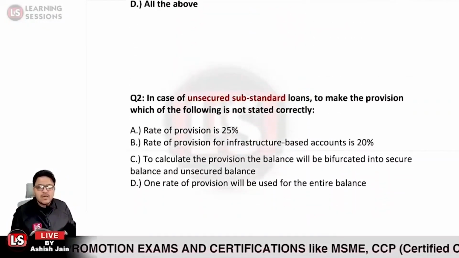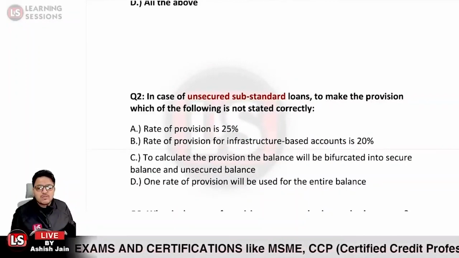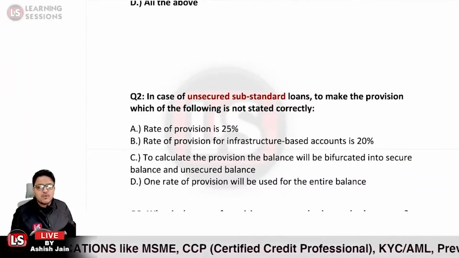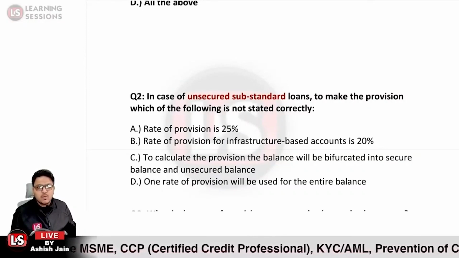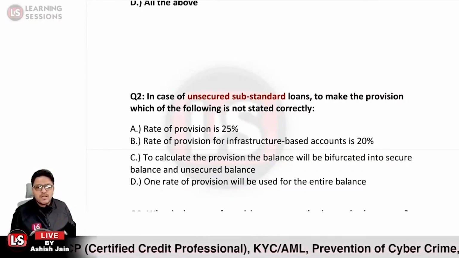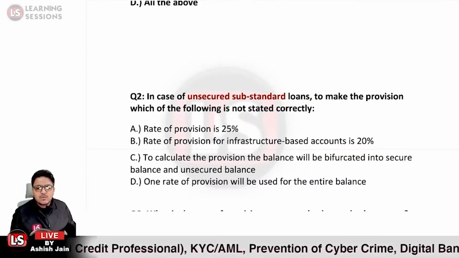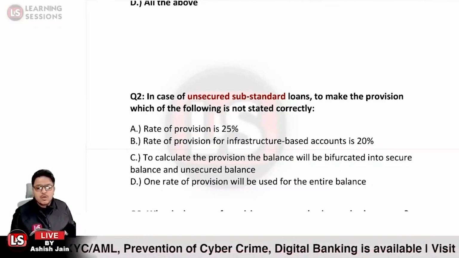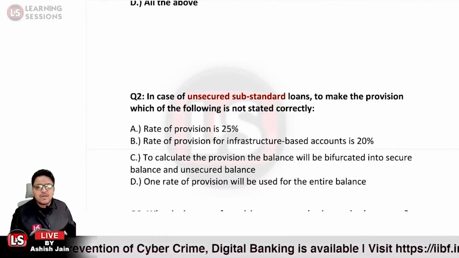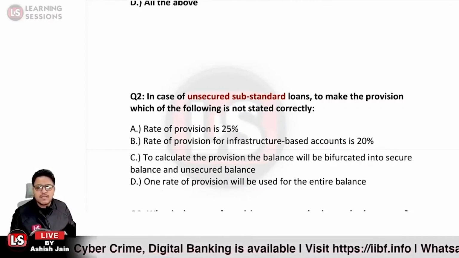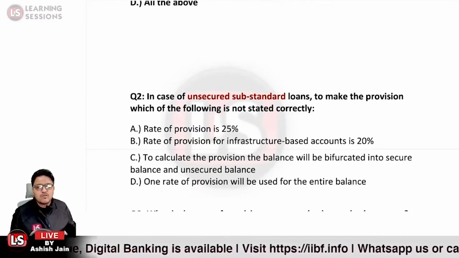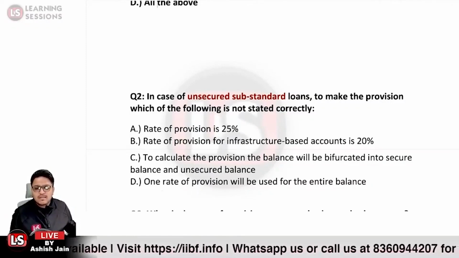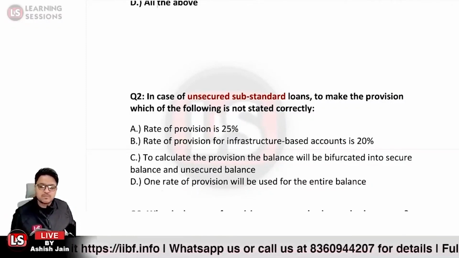Second question, it says that in case of unsecured substandard loans, to make the provision which of the following is not stated correctly? Option A, rate of provision is 25%; option B, rate of provision for infrastructure based accounts is 20%; option C, to calculate the provision, the balance will be bifurcated into secured balance and unsecured balance; and option D, one rate of provision will be used for the entire balance. So which of the following would be the right answer in the case of question number 2?